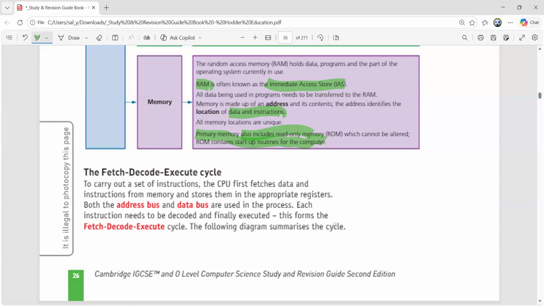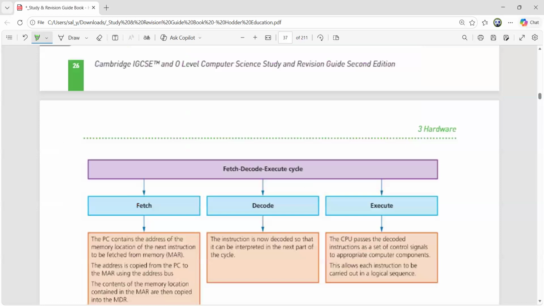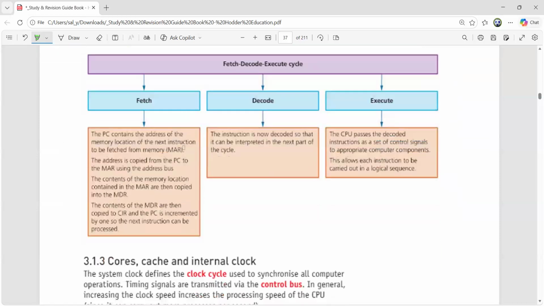The CPU is first of all fetching the data and instructions, what to do and where to do it on, from the memory and stores them in the appropriate registers. Both the address bus and data bus are used in the process. Each instruction needs to be decoded and finally executed. This forms the fetch decode execute cycle. The way we are solving a question paper, assume this as fetch decode execute also. Now this is understood very well if you just pay attention to this whole process.